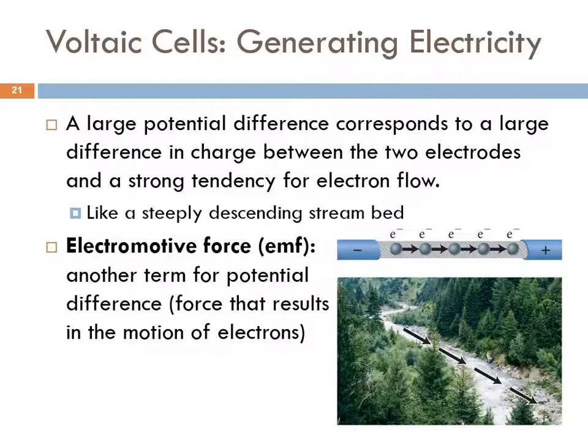So a large potential difference would be a large difference in charge between the two electrodes, and you'd have a strong tendency for electric current to flow, for electrons to flow. Just like if you have a very steep stream bed, the water's going to flow more quickly than it will on a more shallow stream bed. So the electrons are flowing. If this charge difference is larger, they're going to flow more strongly.